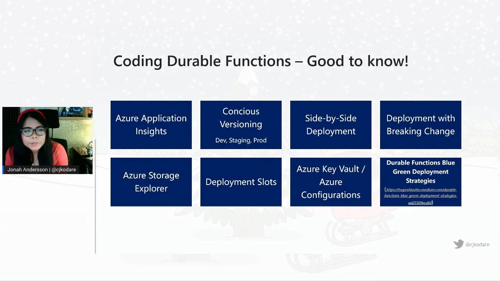All right, coding durable functions. When you're developing, it's good to know that you can use Azure Application Insights for monitoring and logging, and Azure Storage Explorer, as I mentioned. When you create a function app in Azure, you need to associate your Azure storage with it, because that's where all the web jobs, the instances and the logs are saved. And when you're making changes in Azure Functions, you need to have conscious versioning between dev, staging, and production. It's good to know that there are deployment slots that you can make use of, and also side-by-side deployment, especially if you're making a big change in something that's already in production.